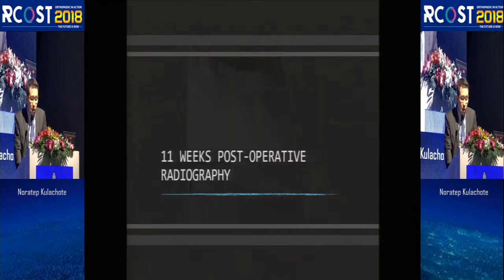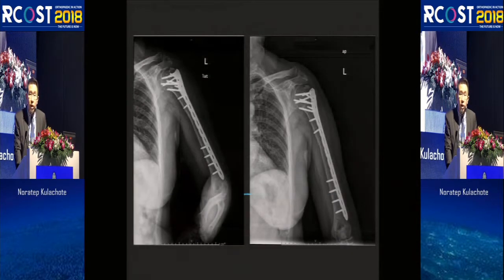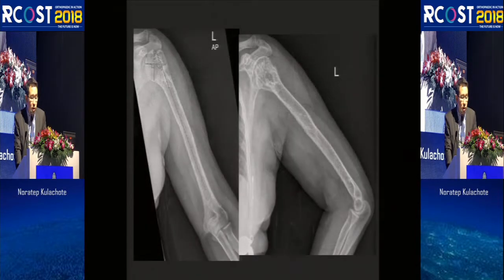At 11 weeks, the fracture is healed and the patient can move her arm nearly normally, but she complained that when she abducts the arm, the plate is too long, and she requested that she wanted to remove the plate. So after 1 year, I removed the plate and the patient can use her arm nearly normally.